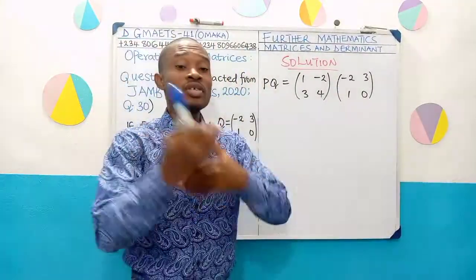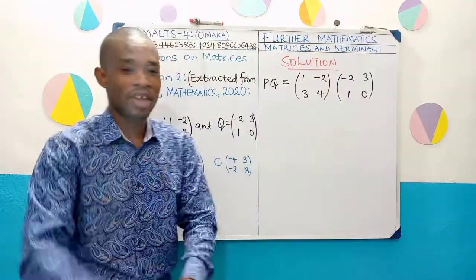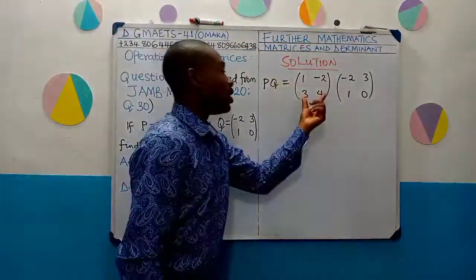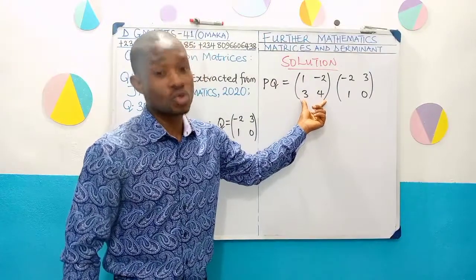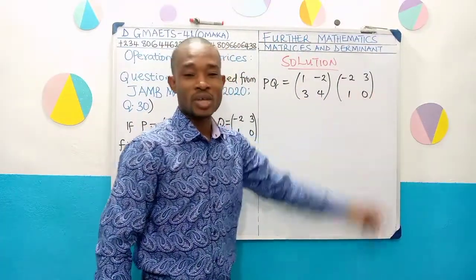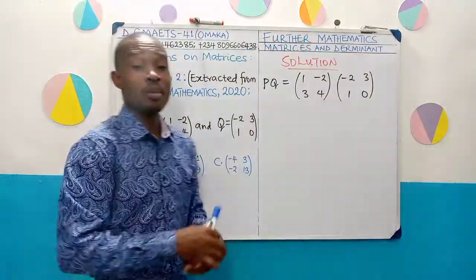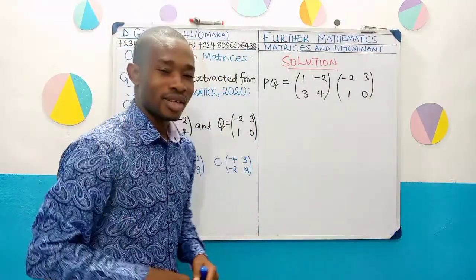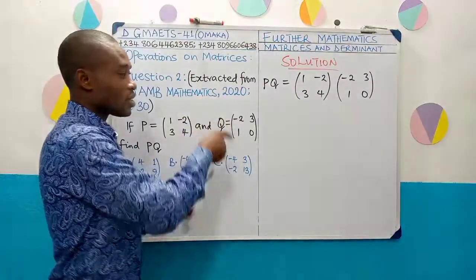And we expect the order of the result to be the number of rows from here, which is 2, and then the number of columns from here, which is 2 as well. So we'll still get a 2 by 2 square matrix as our answer. Anyway, that's not our interest here. Let's solve this and see.